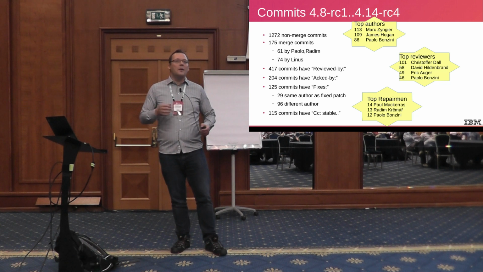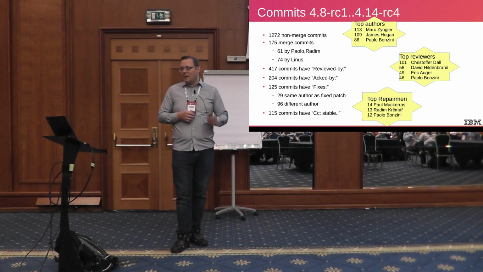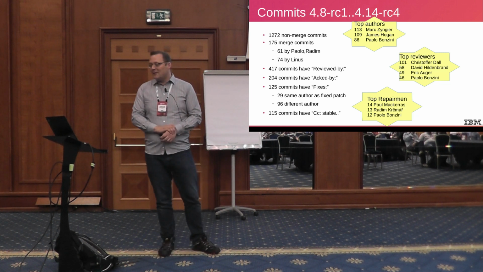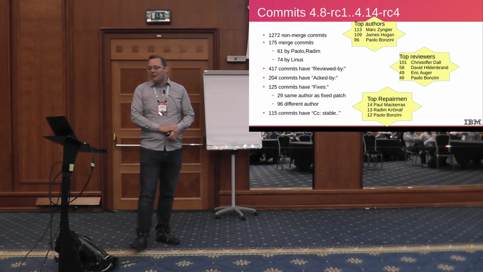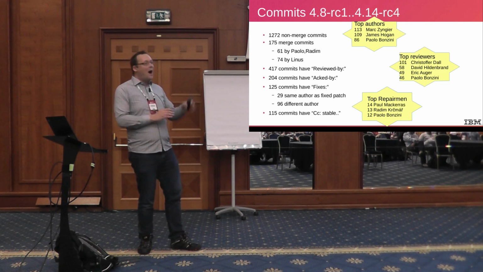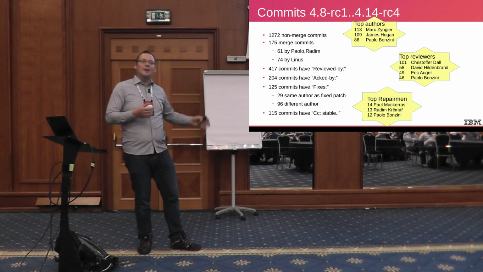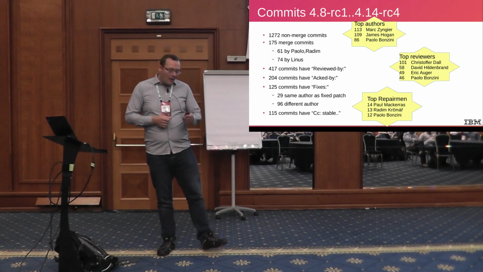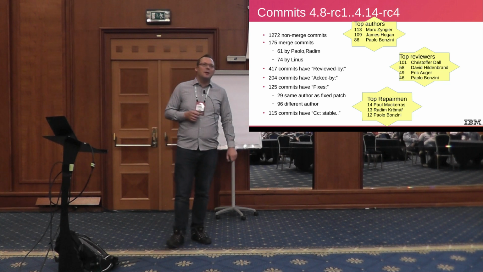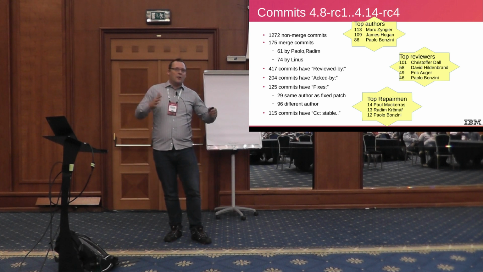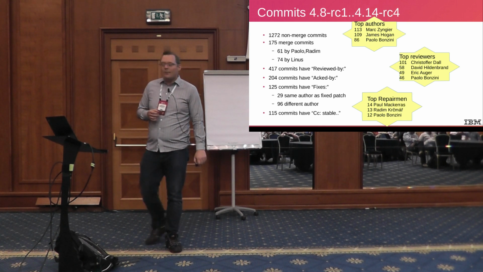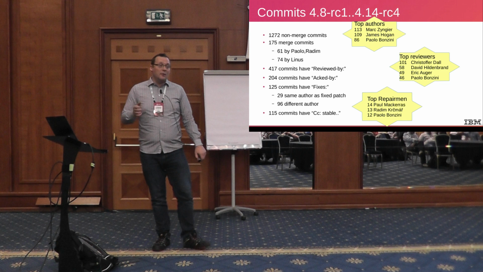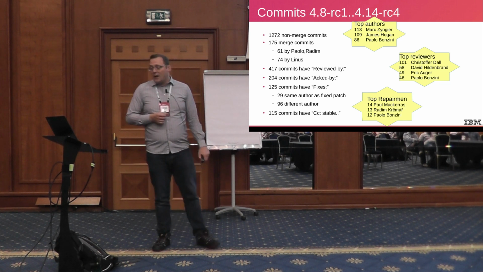First question, who are the main authors of these commits? In first place, we have Marc Zyngier, followed by James Hogan and Paolo Bonzini. So we have basically ARM, MIPS, x86, and overall KVM at the top positions from the committers. Next question is, writing code is one thing, but how well reviewed is that code? So I have counted the numbers of reviewed-bys and acked-bys in the commits. We have 417 commits with a reviewed-by and 204 commits with an acked-by.